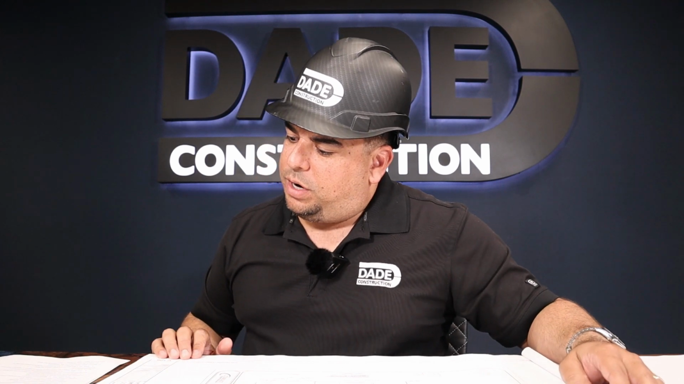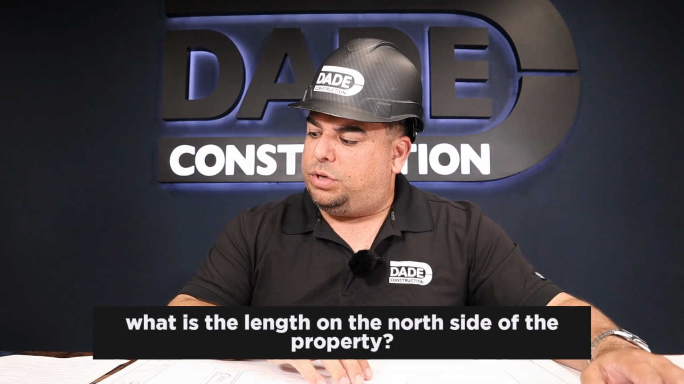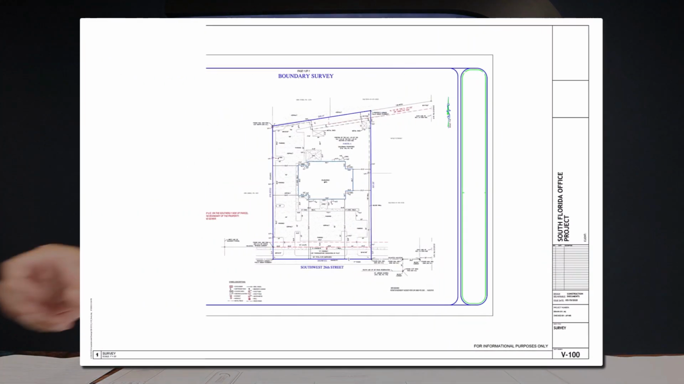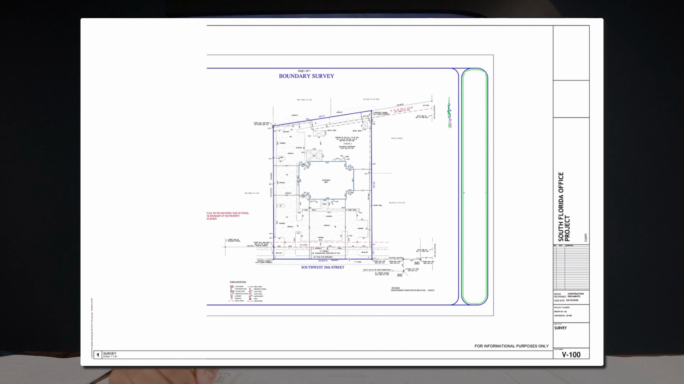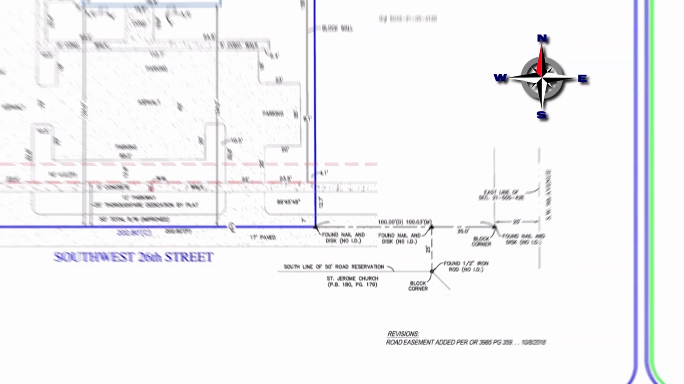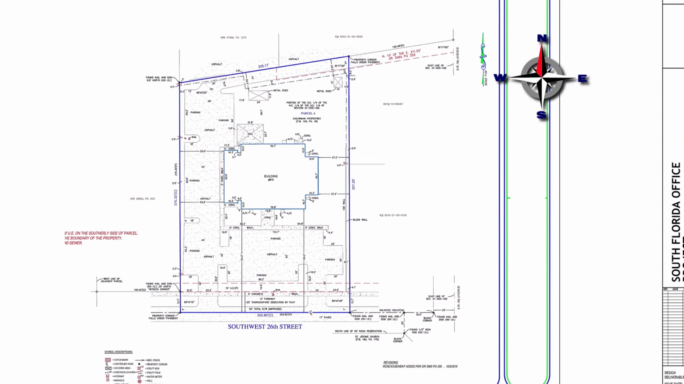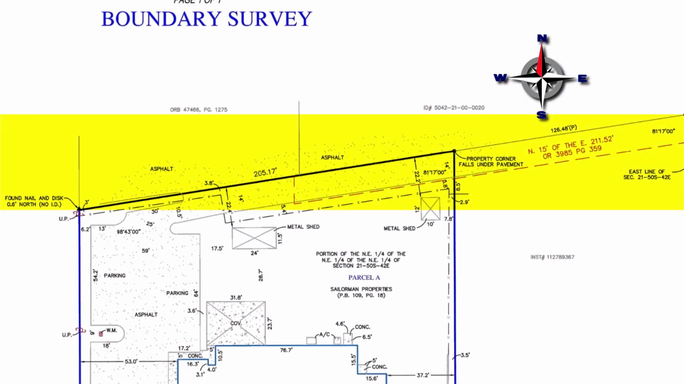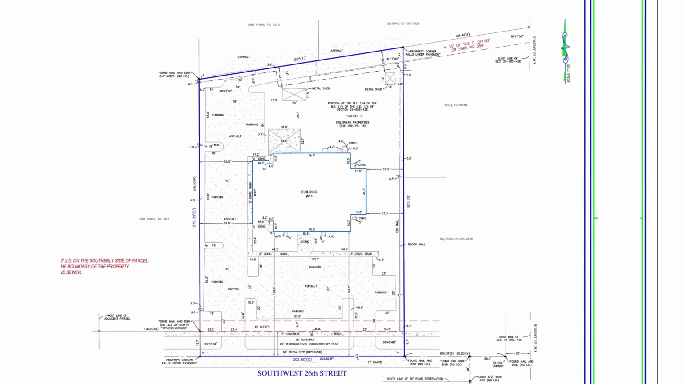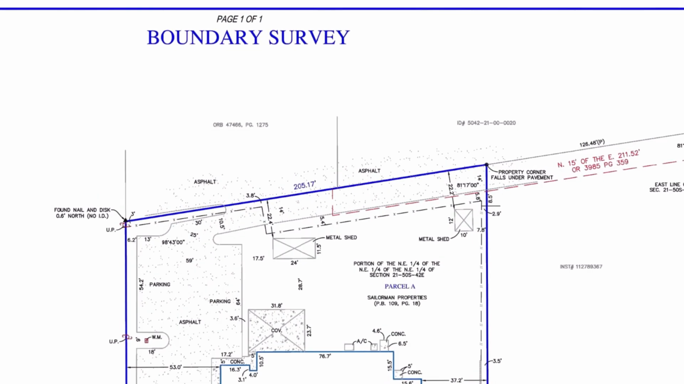So right now the next question is, what is the length on the north side of the property? So how do we identify what is the north side of the property? Well, right here on your survey, you're gonna see a little indicator that tells you north, south, east, and west, okay? So obviously this is the north side of the property. Right here's the answer, 205.17 feet. You have 4 corners of your property. We go to the north side of the property, which is here. And you'll see right here, you have the dimension 205.17.